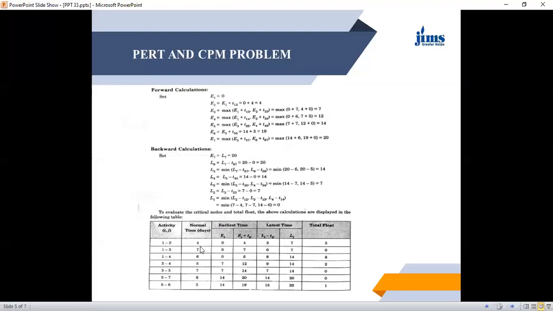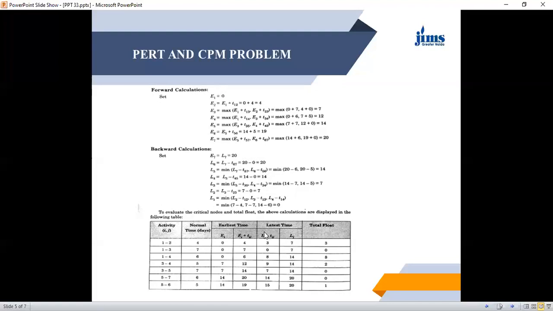So activity 1 2 has a normal time of 4, activity 1 3, 7 days, 1 4, 6 days, 3 4, 5 days, 3 5, 7 days, 5 7, 6 days, 5 6, 3 days. The same data we have copied here. And their earliest start time and latest start time are given here. Earliest start plus Tij is also given. Latest start minus Tij is also given here. So the latest time is here. So total float we can calculate.